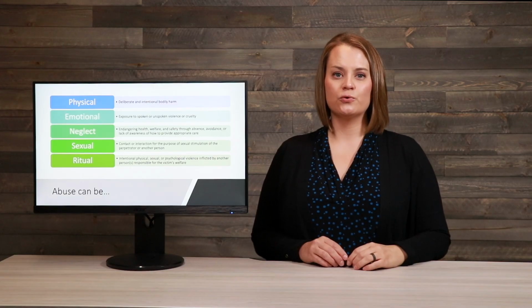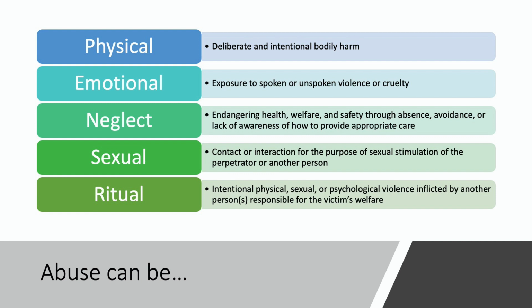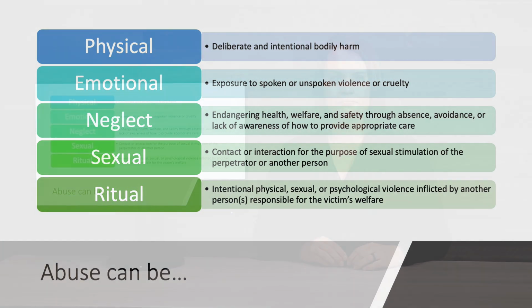Ritualistic abuse is the last form we will cover. Ritual abuse is intentional physical, sexual, or psychological violence inflicted by another person responsible for the victim's welfare. We've heard numerous stories of ritual abuse through churches, sports teams, the military, and more. The main difference that sets ritualistic abuse apart is that vulnerable persons are entrusted to another adult for that individual's development in some way. Let's recap. We've discussed 5 types of abuse: physical, emotional, neglect, sexual, and ritual.